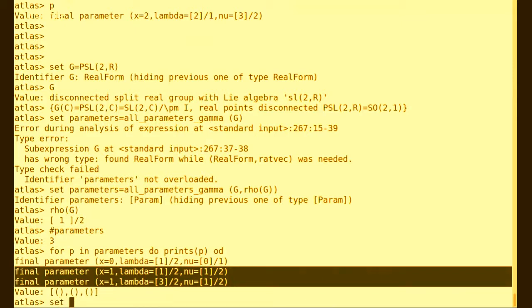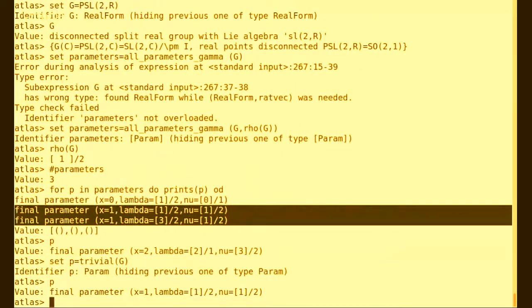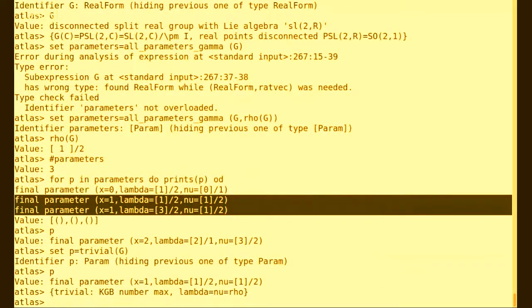So let's go back and look at the trivial. Let's set P to be the trivial parameter of G. One thing that's helpful to keep in mind is that the trivial representation is always given by the maximal KGB number, and lambda and nu are both equal to rho. That's just a fact. So that's what we're getting here.